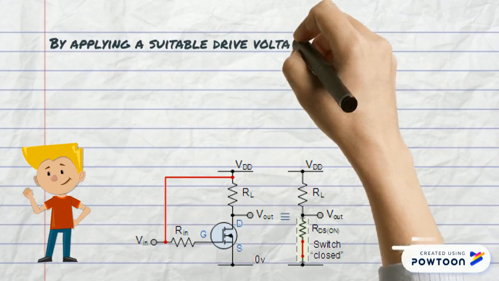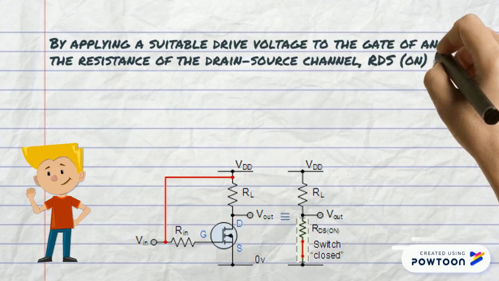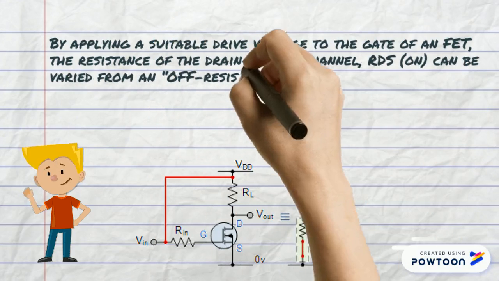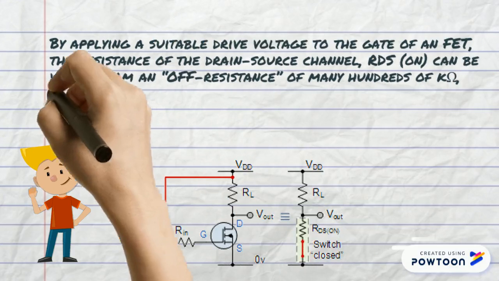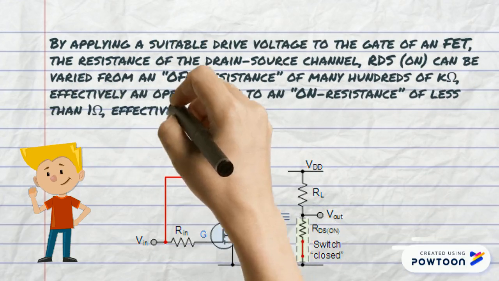By applying a suitable drive voltage to the gate, the resistance of the drain source channel can be varied from an off resistance of many hundred kilo ohm, effectively an open circuit, to an on resistance of less than 1 ohm, acting as a short circuit.